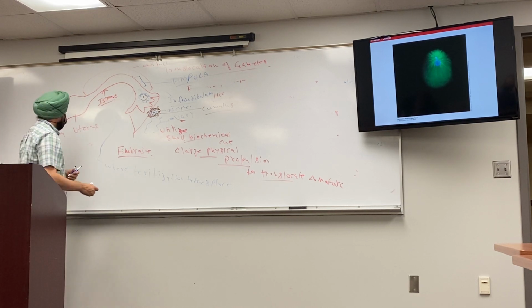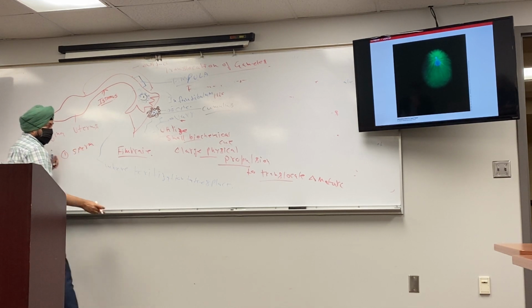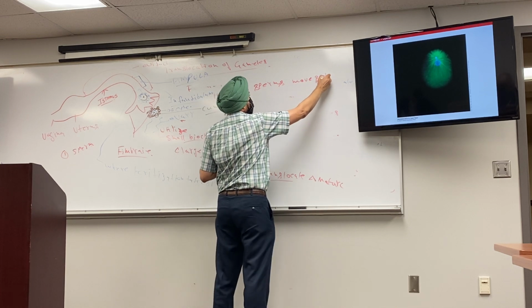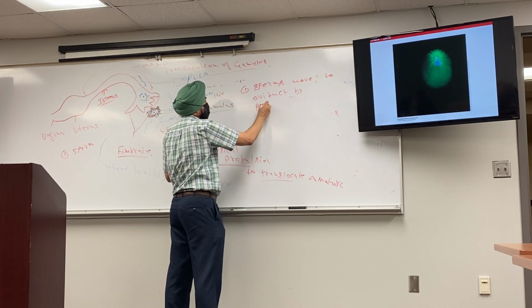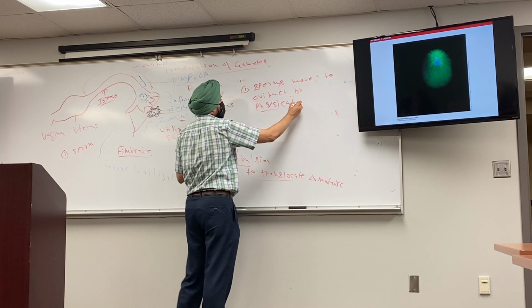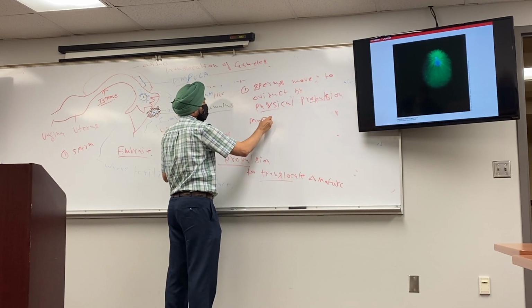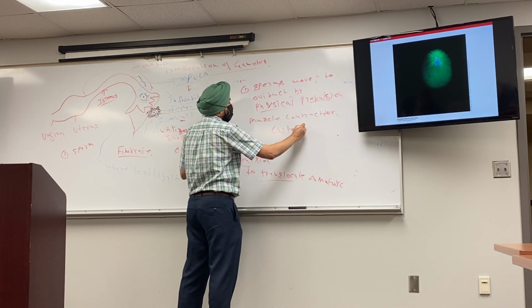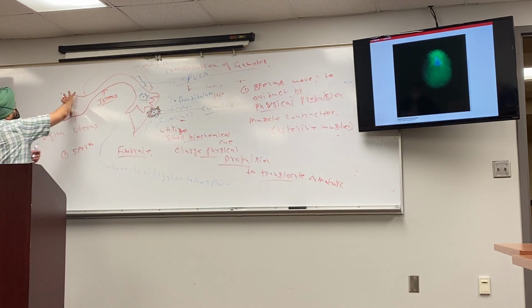Now the sperm, which are released here, move to the oviduct by physical propulsion. And that physical propulsion is the muscle contraction of the uterine muscles. So the uterine muscles contract here and they allow the sperm to reach this area of the oviduct.